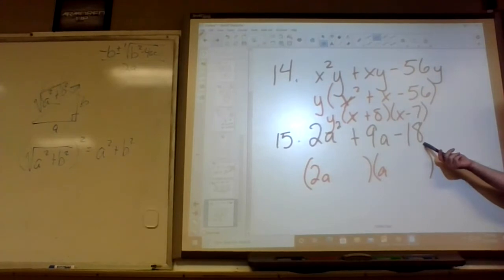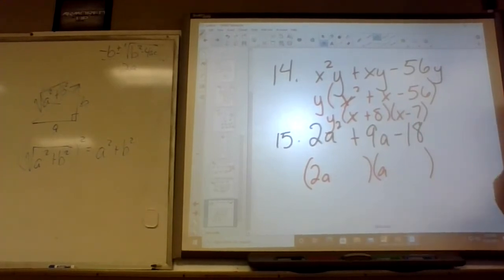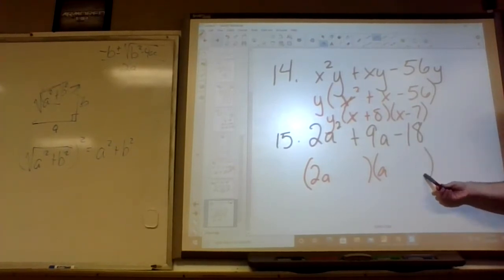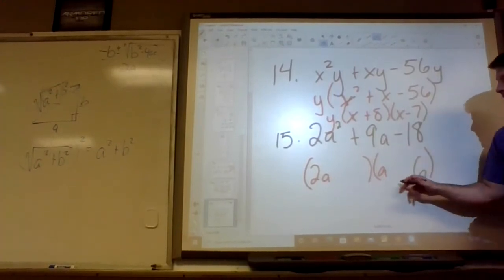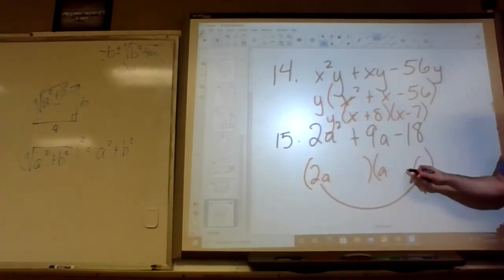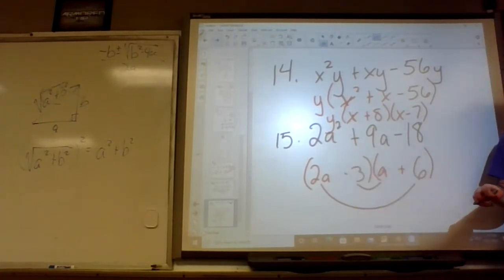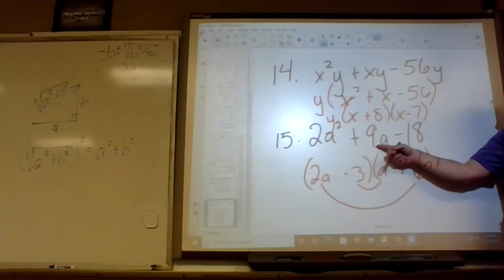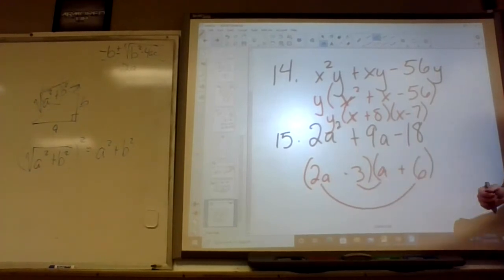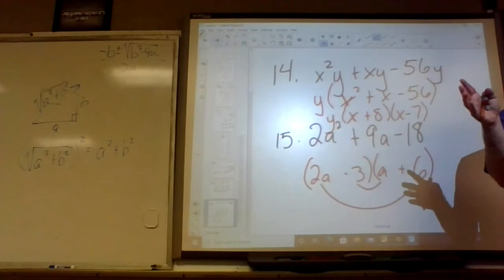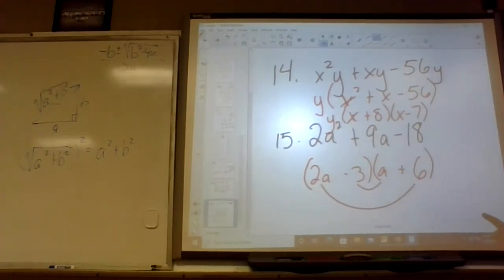What's the first two? 9 and 2? 6 and 3. Usually it's the ones towards the middle. It could be 9 and 2. We just gotta check and see what works. I'm gonna guess 6 and 3. If I put a 6 here, that's gonna make it 12. And if I put a minus 3 here, what's 12 minus 3? 9. So this would be it. Just kinda gotta play around, plug them in, and see what works.